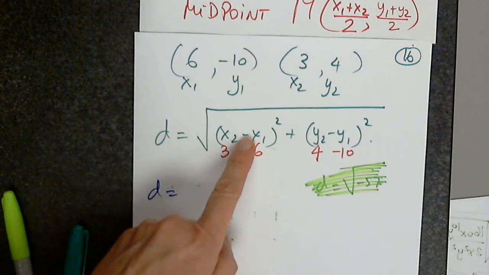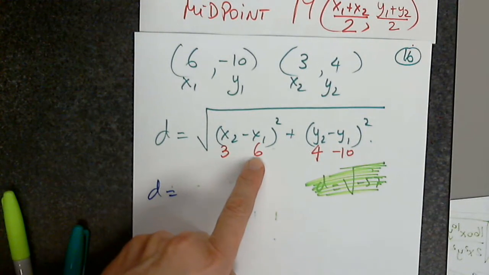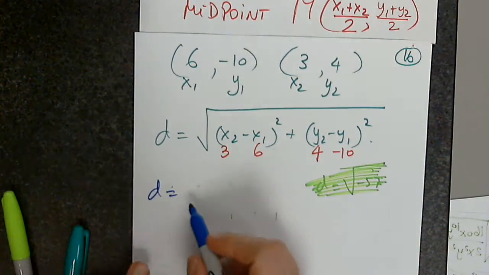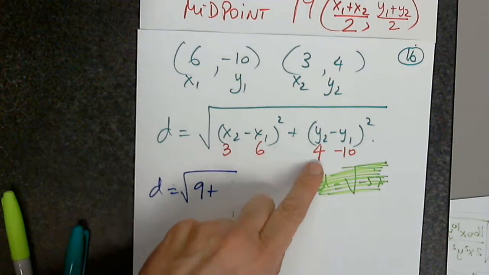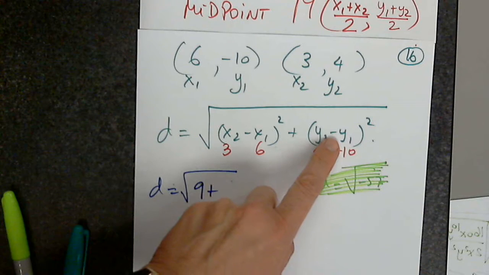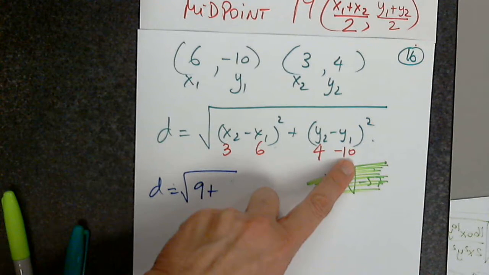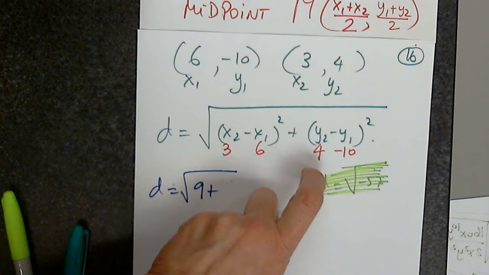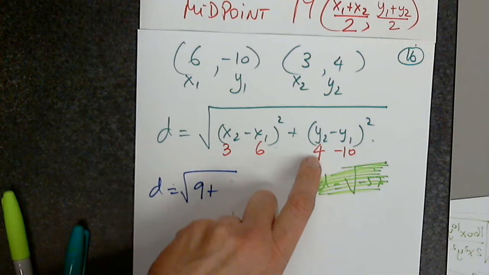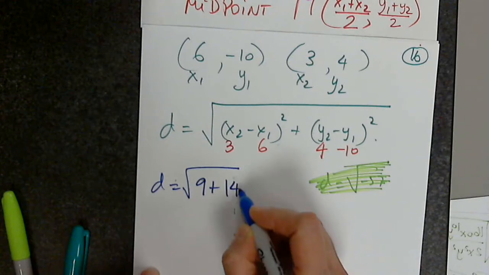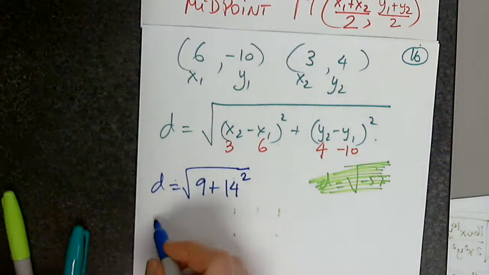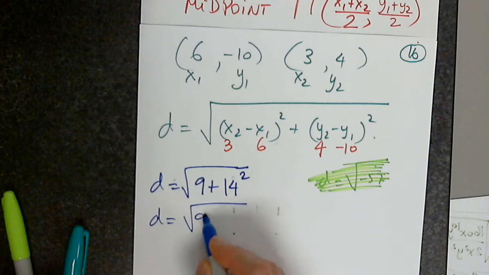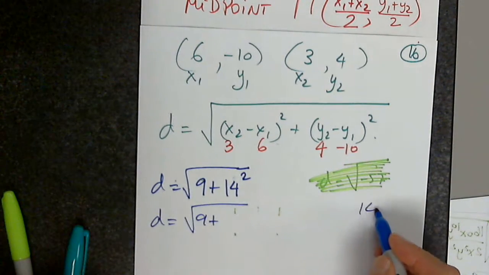How much is 3 minus 6? How much is negative 3 squared? Perfect. Plus. Excellent. 4 minus negative 10. Negative 6. 4 minus negative 10. Oh. It's 14. Just leave it alone as 14 squared. That's fine. And now we can rewrite. So d equals the square root of 9 plus, what is 14 squared?